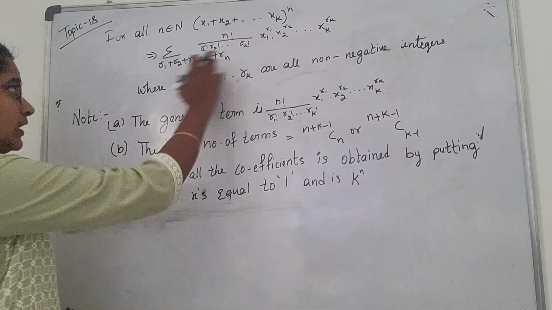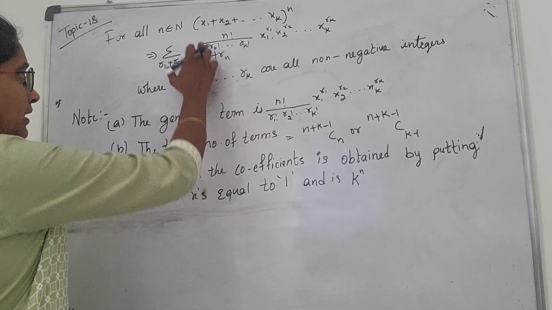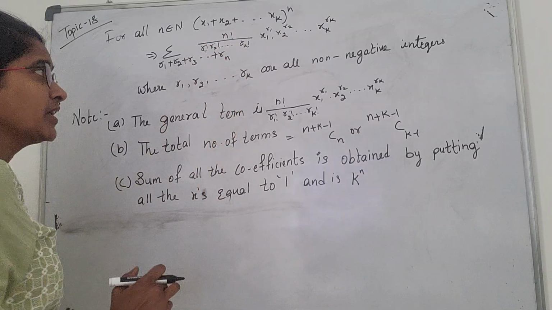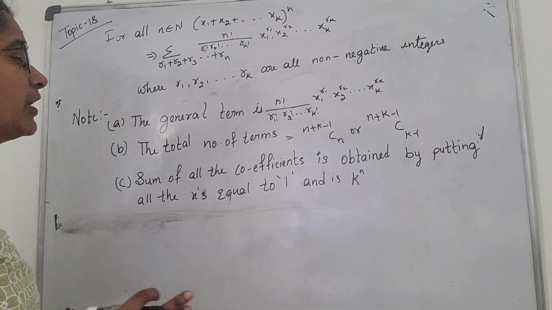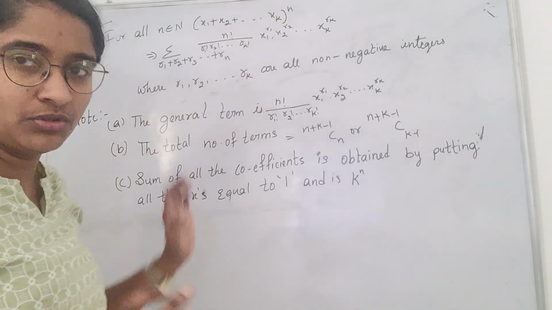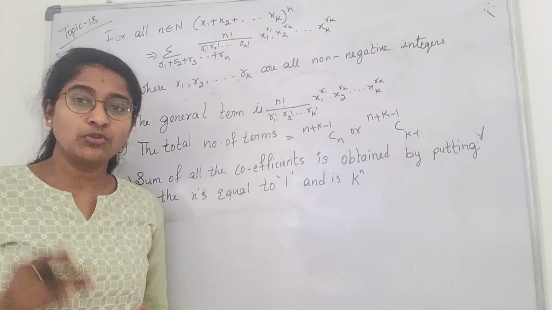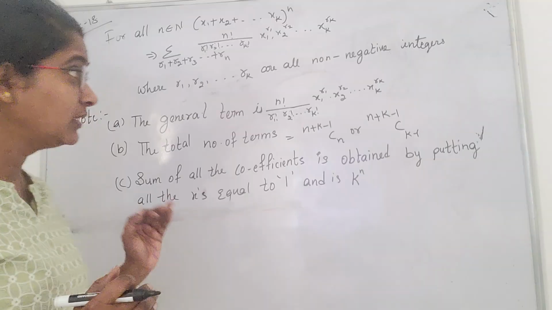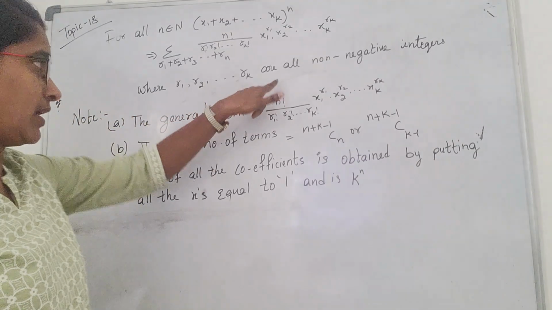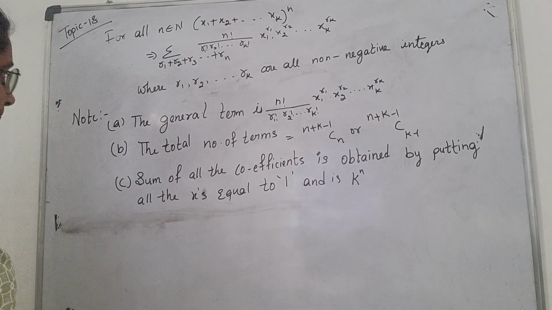So that's what here the value will be: sigma, where r1 + r2 + ... + rk = n, of n factorial by r1 factorial, r2 factorial, and so on rk factorial, times x1 power of r1, x2 power of r2, and so on. So this is the formula actually. Don't worry, I'm going to explain why we got that formula, and we'll do more problems so that you will remember the formula. Here r1, r2, and so on rk are all non-negative integers.